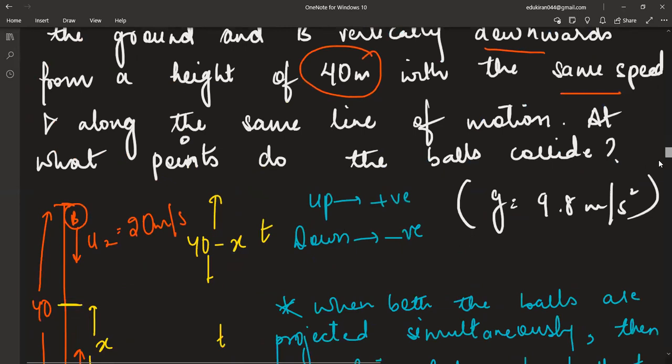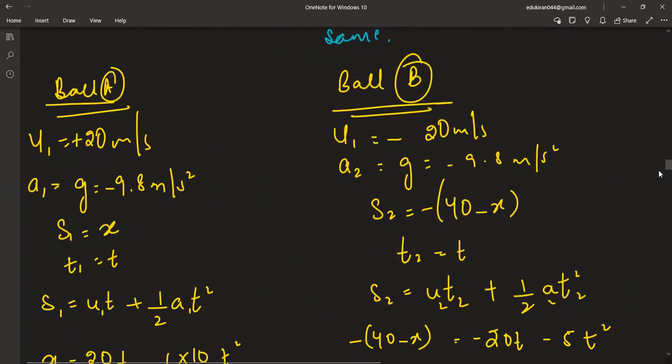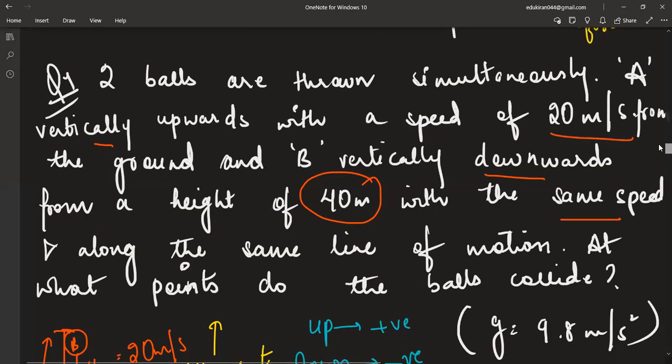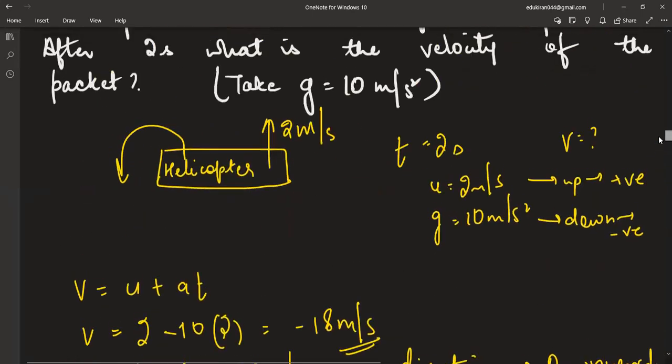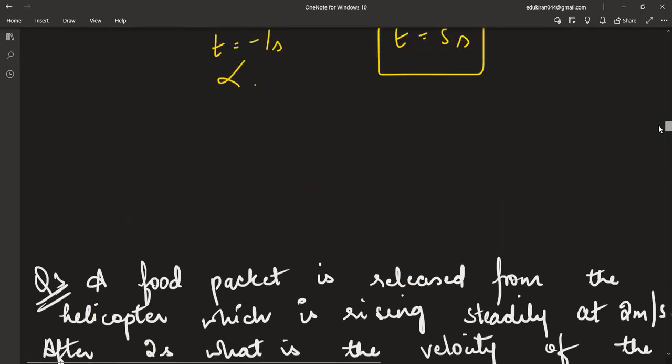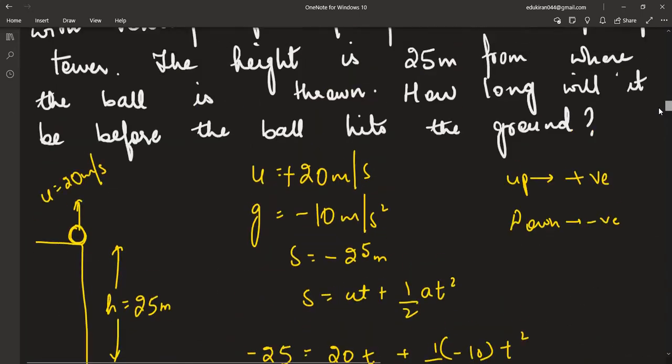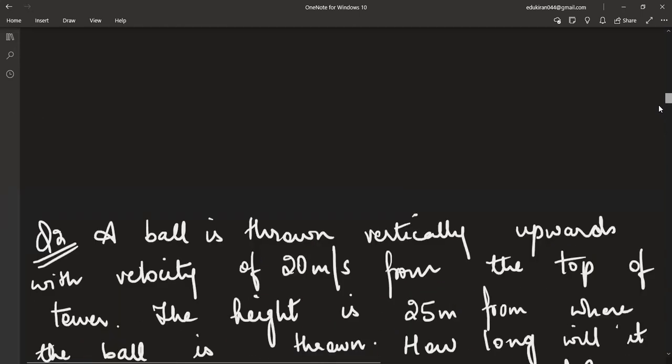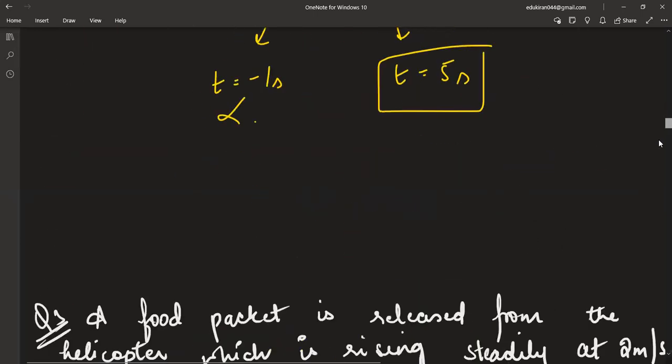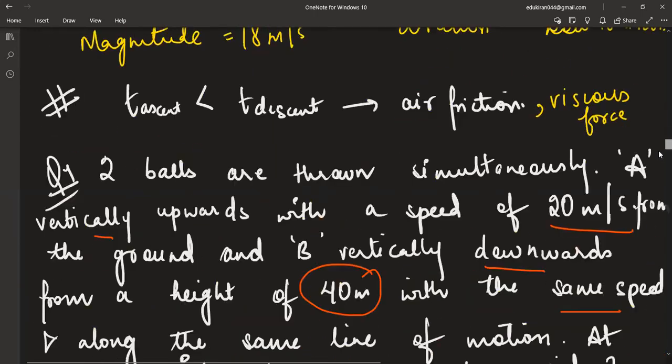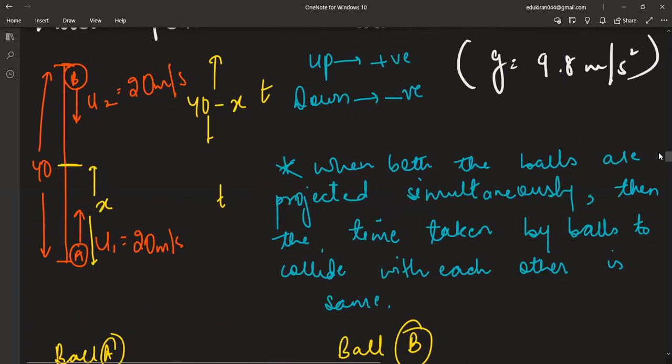We just made a rough figure, and according to the equations of motion which we have studied, we substituted the values along with their respective signs. So this is valid for all types of questions on motion under gravity. Like this question we did, and like this question we did, all the questions are based upon the same type of pattern. So just practice these questions because they are endless.